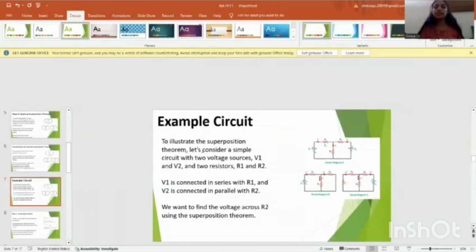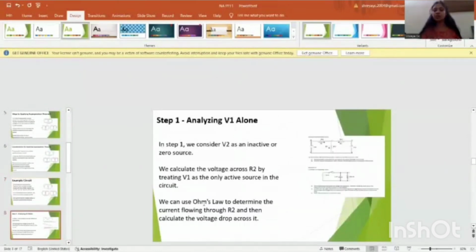To illustrate the superposition theorem, let's consider a simple circuit with two voltage sources, V1 and V2, and two resistors, R1 and R2. V1 is connected in series with R1. We will see this in the circuit diagram. Next, V2 is connected in parallel with R2. We want to find the voltage across R2 using the superposition theorem.